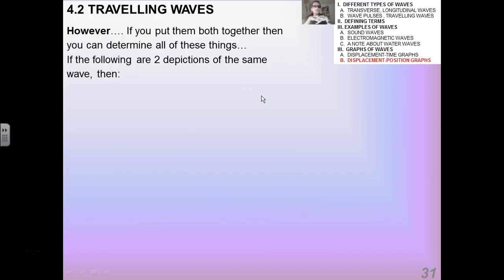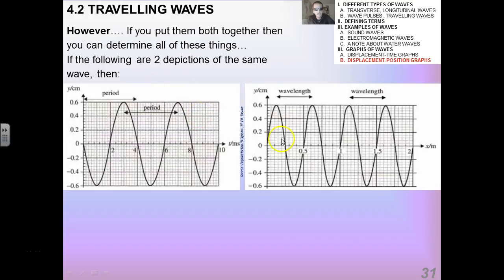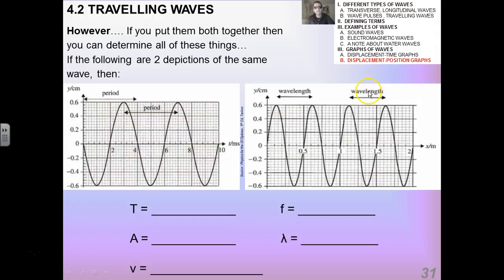Now if you put them both together, and you'll often see questions posed like this, you have a displacement time graph and a displacement distance graph of the same wave, then you can get all kinds of awesome information from it. These two graphs that I just showed you actually depict the same wave or the same oscillations.